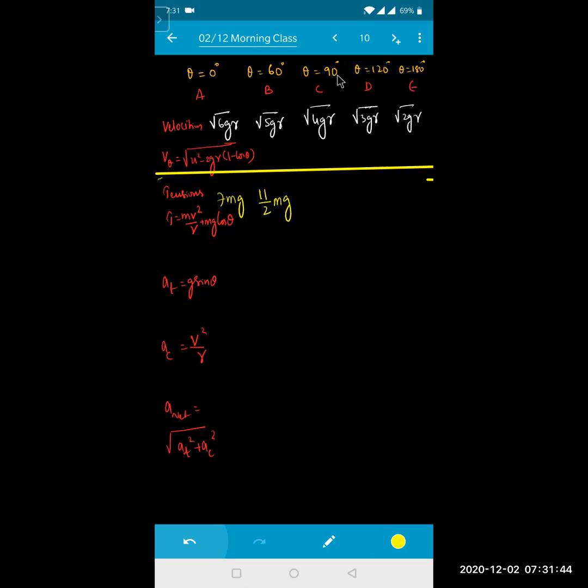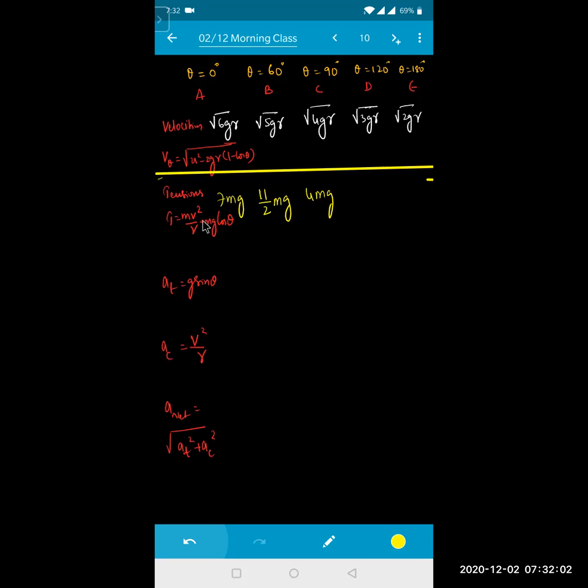See, theta is equal to 90 degrees. What is the velocity? It's 4gr. Theta is 60 degrees. What is the velocity? Root 5gr. These values you need to substitute there. This will become for me 4 times mg.